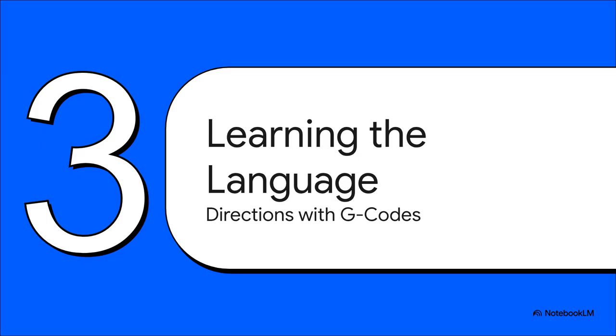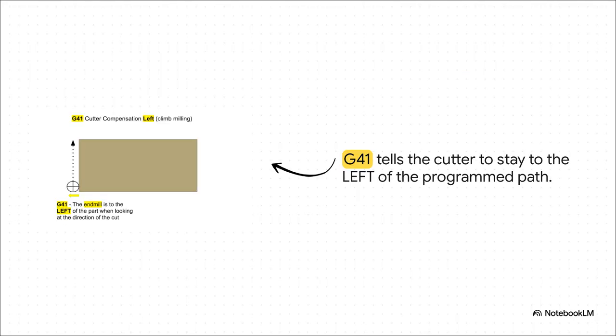Well, we use a special set of commands called G-codes. This is the language we use to tell the machine, hey, I need you to drive on this side of the road. First up is G41. This is for cutter compensation left. Now, here's a great way to remember it. Imagine you're walking behind the tool as it's moving forward. G41 tells the machine to keep that tool on the left side of the line you programmed. This is what you'll typically use for something called climb milling.